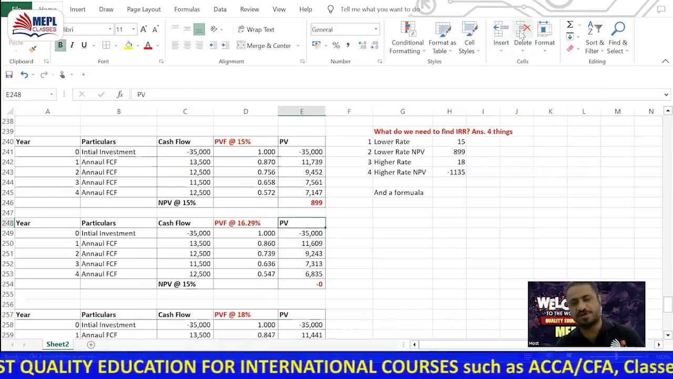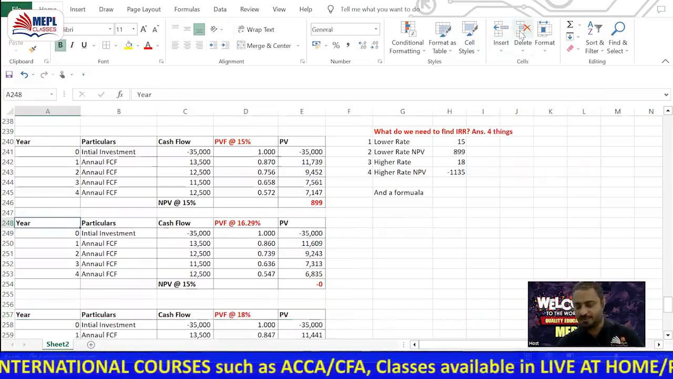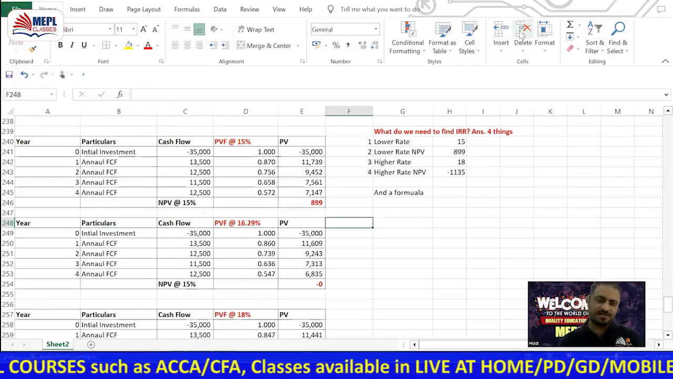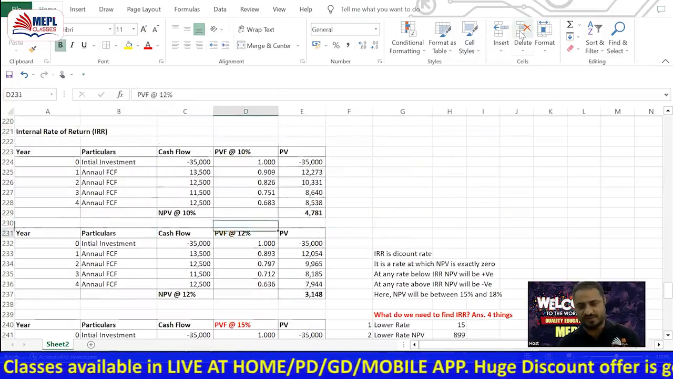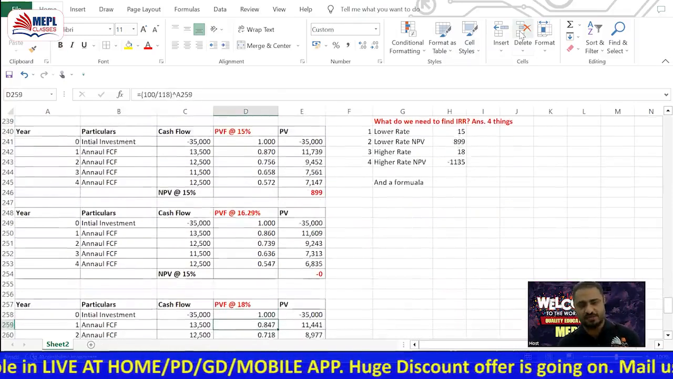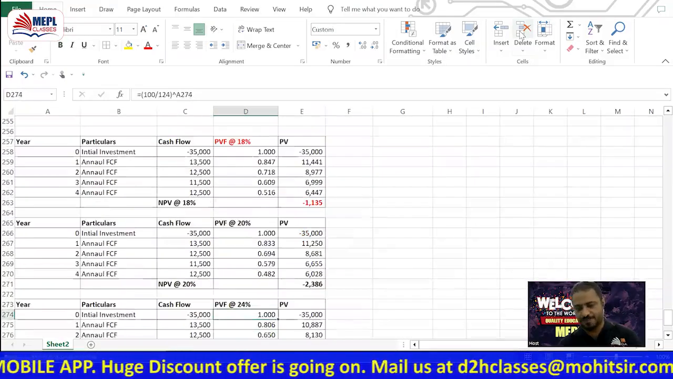So 16.29 is a rate where the NPV of a project is exactly 0. At any rate below 16.29, NPV will always be positive, as you can see here. And at any rate above 16.29, NPV will be negative, as you can see here.